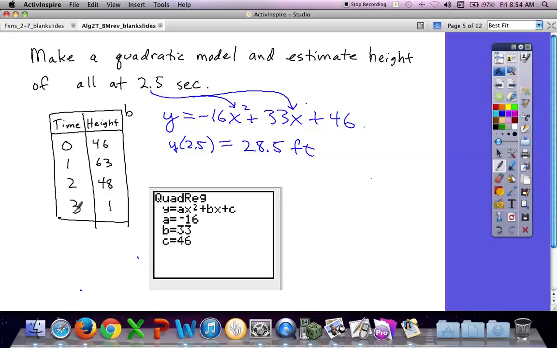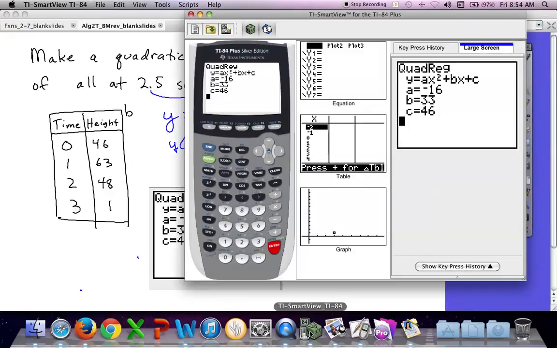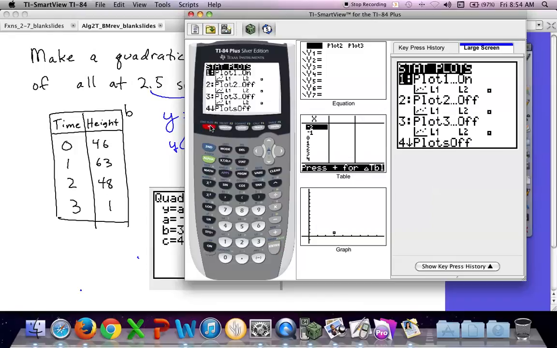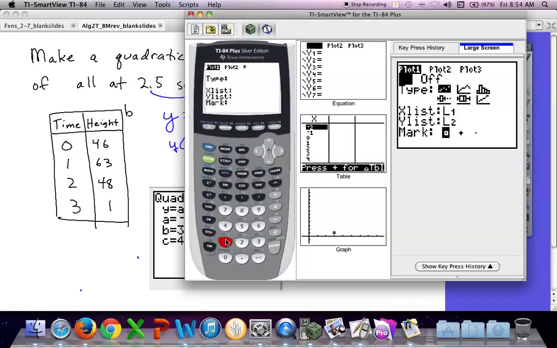And let's just say on the one that we're doing now, if you wanted to see the data that you put in, then you do this, right? You go second, y equals, that's stat plot. If you look above there, you should see that. If you hit 1, you should see it's probably highlighted on off. You want to make it on so that you see the points, right? And it should be highlighted on that, which is scatter plot. And it should be drawing the data from the L1 is the X, the L2 is the Y, right?